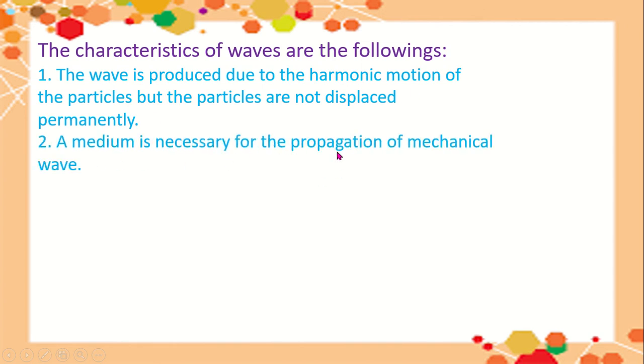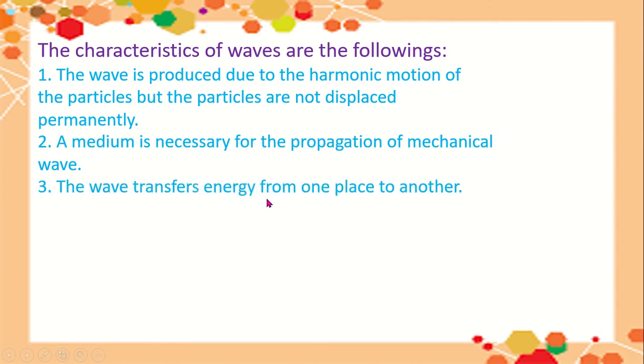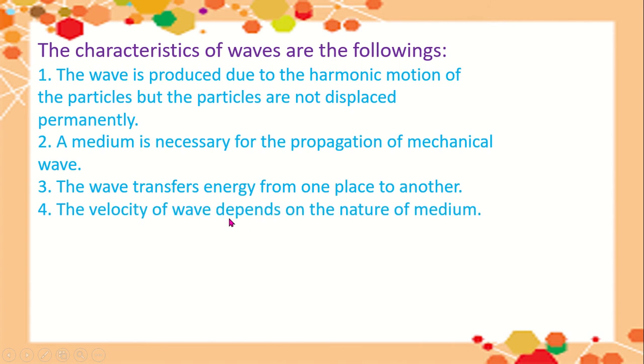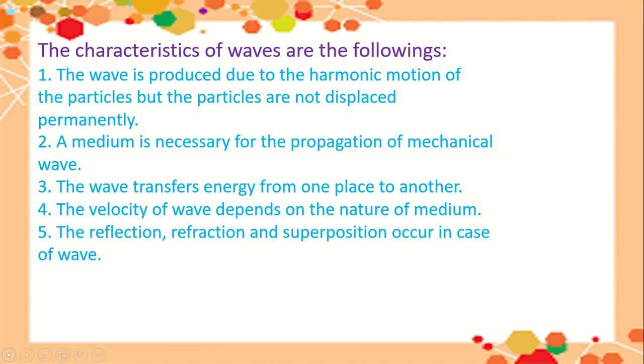A medium is necessary for the propagation of mechanical wave. The wave transfers energy from one place to another. The velocity of wave depends on the nature of the medium. The reflection, diffraction and superposition occur in case of wave. So these characteristics you must memorize, because it will come as your two marks question, that means B number question.